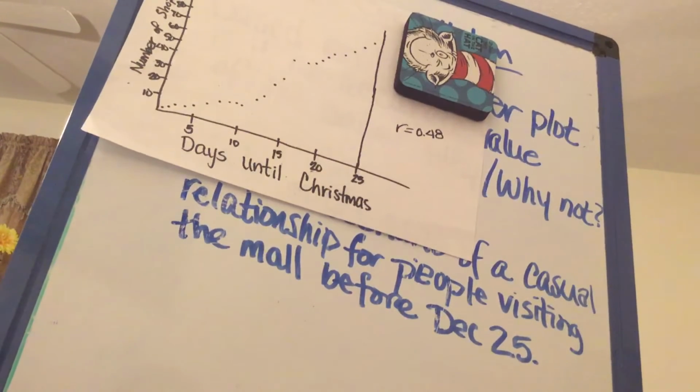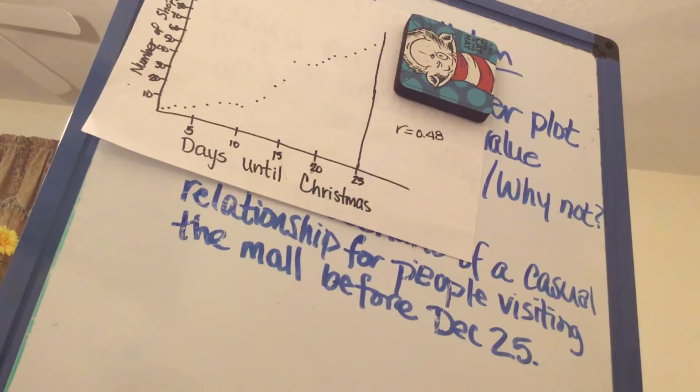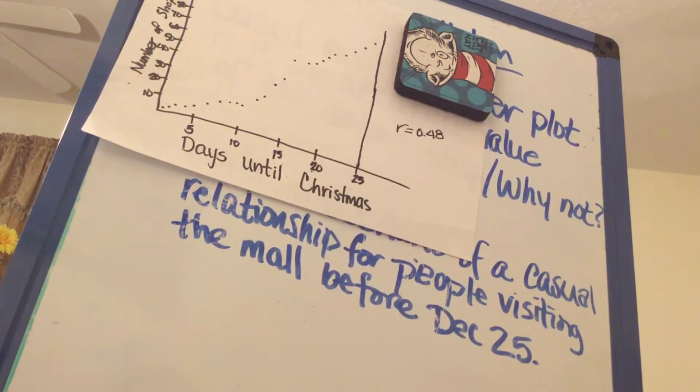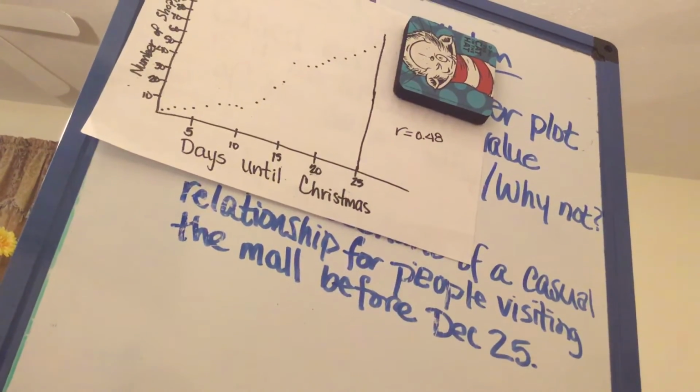As you can see on the graph, the closer it gets to Christmas, the more people come out to shop. Now, as you know, the same number of people are not going to go to the mall every day. So one day it might be 250 people. The next day it might be 175 people. So it's not going to be the same amount.